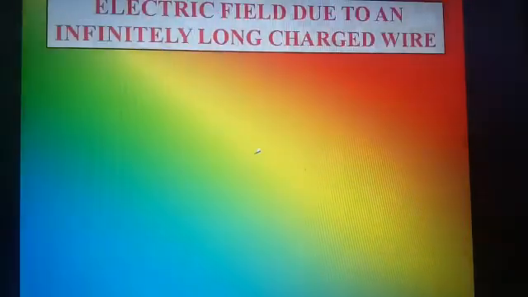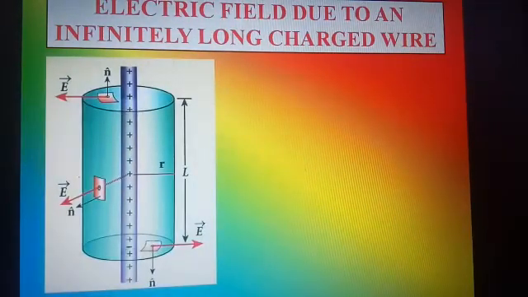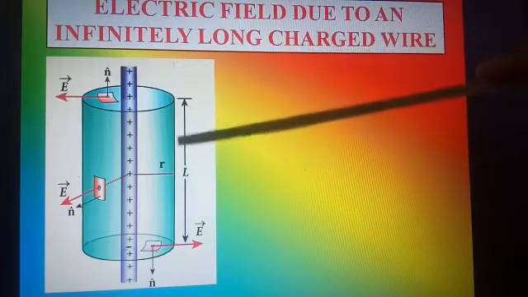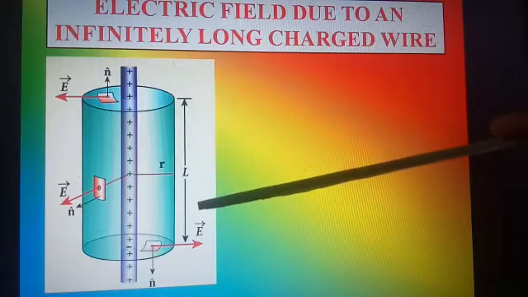The first topic is electric field due to an infinitely long charged wire. Consider an infinitely long straight wire having the uniform linear charge density lambda. Let P be a point located at a perpendicular distance r from the wire. Let us choose a cylindrical Gaussian surface of radius r, and its length is L.